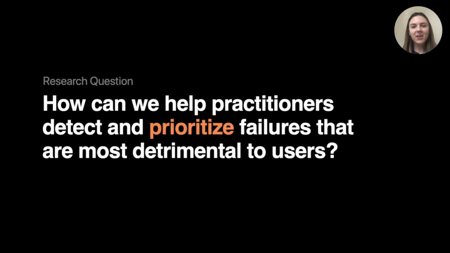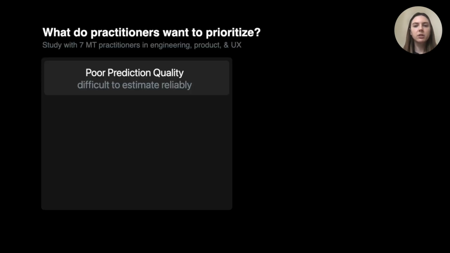Thanks, Jay. We started this work interested in how we can help practitioners detect and prioritize failures that are most detrimental to users. To see how Angular meets this goal, we conducted a user study with 7 machine translation practitioners across engineering, product, and UX roles. Perhaps intuitively, their first priority was prediction quality. They wanted to find the poorest quality translations.